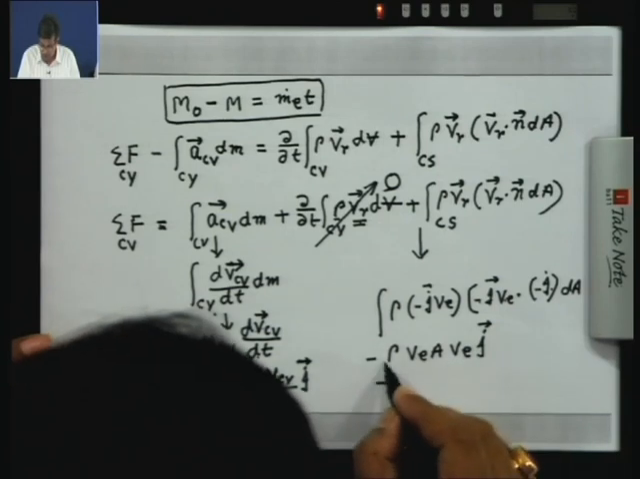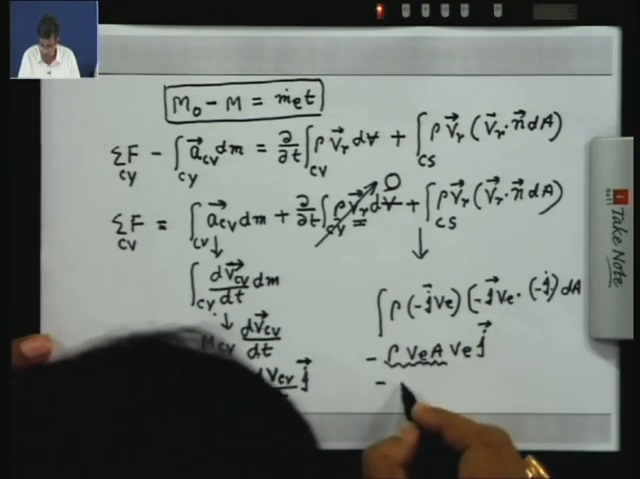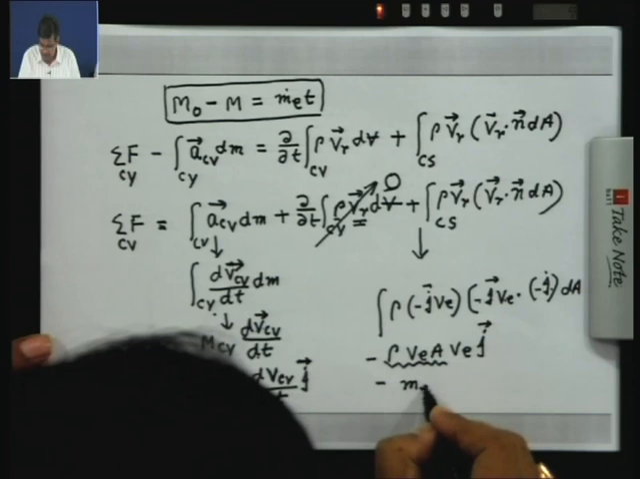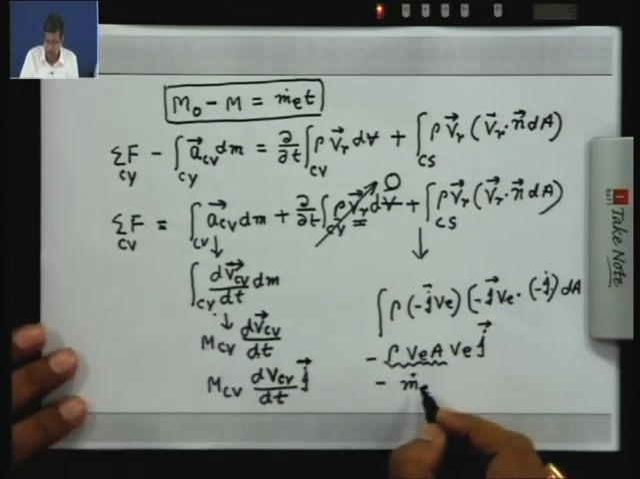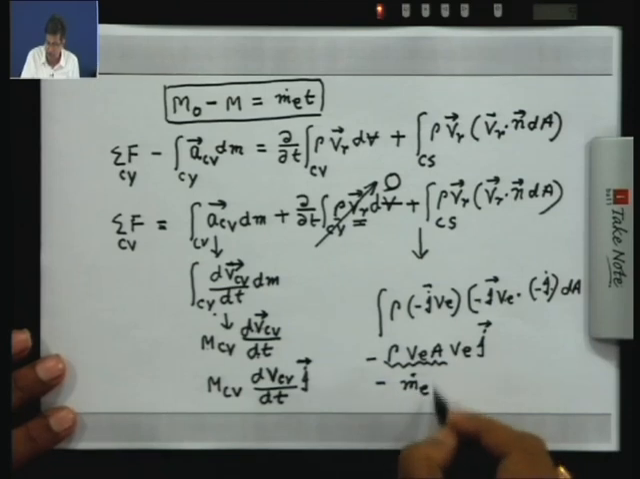So what is this ρ V A? This is nothing but m dot e. This is a defined parameter of the problem, that it is ejecting mass at a constant rate of m dot e. So therefore this becomes equal to j.